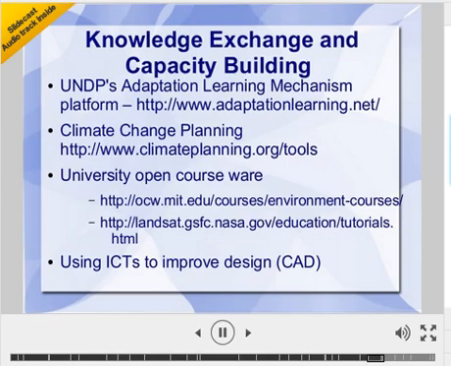And the other item I put there is how we use ICTs to improve the design of buildings, cars, any device that interacts with the environment, through computer-aided design. And again, how we share that knowledge.